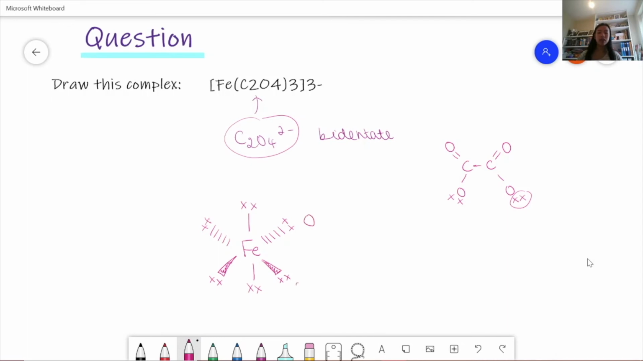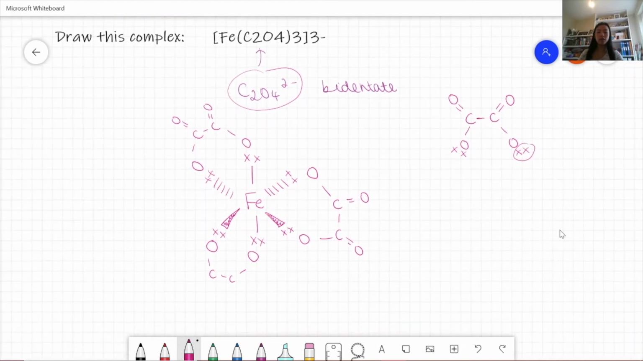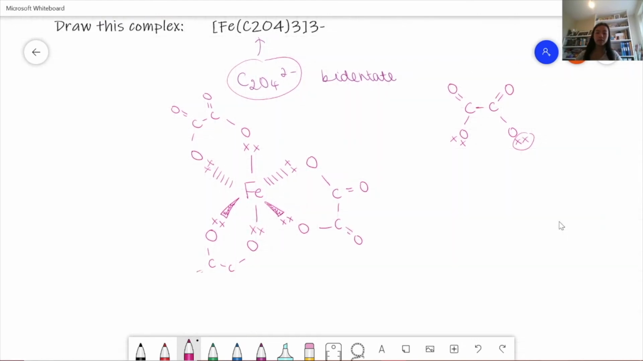We have oxygen here and an oxygen here, and they are both bonded to carbons. And then we have these 2 which are double covalently bonded to the carbons. And then we have the same thing here. So we have 2 carbons and then another one. And so this is what our complex looks like.